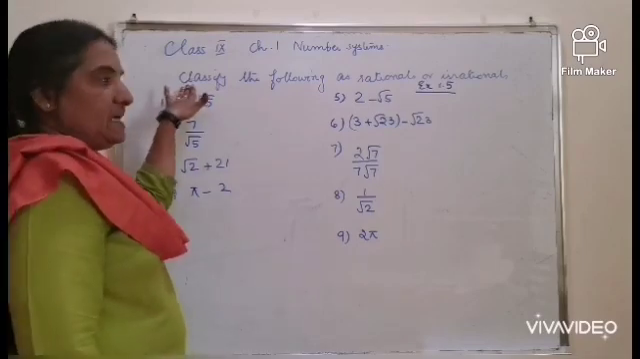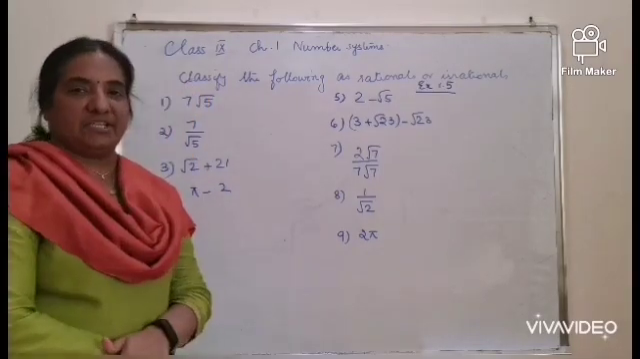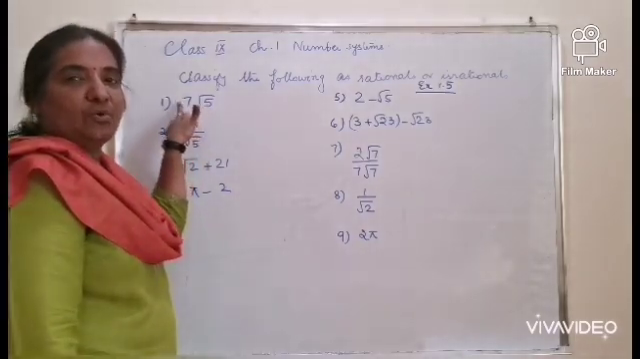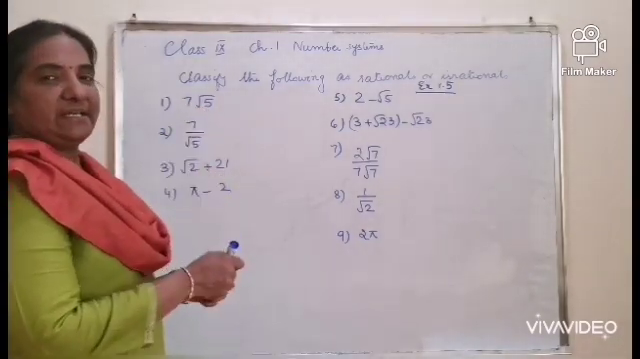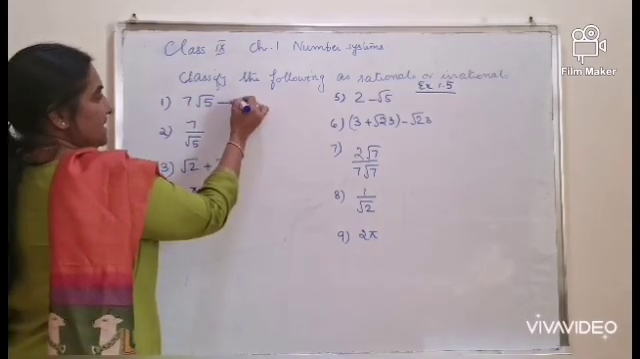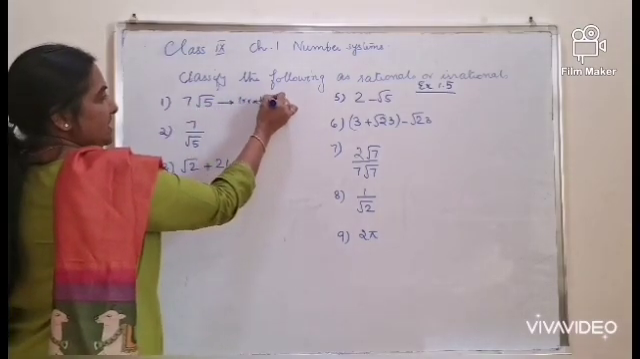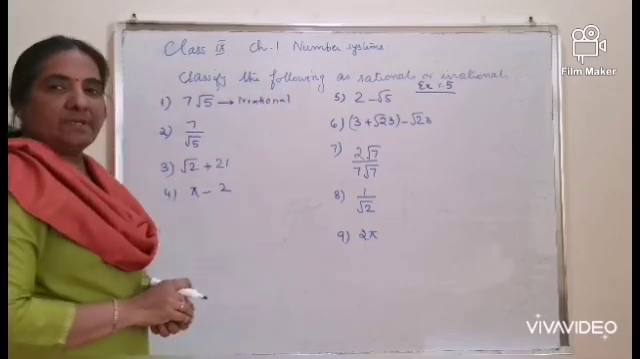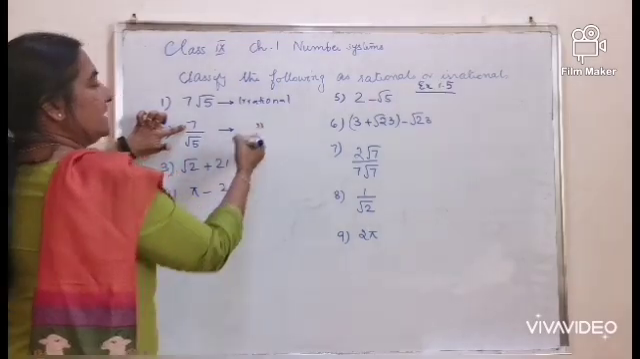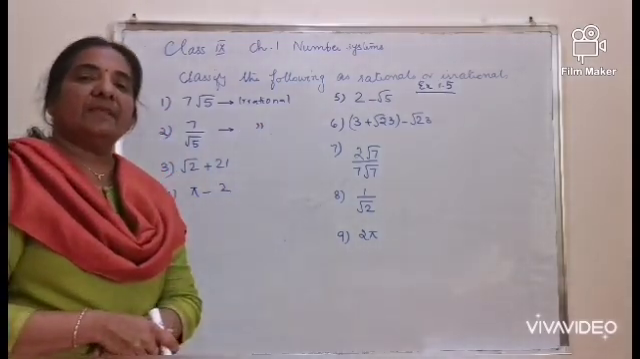Classify the following as rational or irrational. 7 into root 5. 7 is a whole number. Root 5 is an irrational number. Product of a rational with irrational is an irrational number. Similarly, quotient of a rational with an irrational is again irrational.